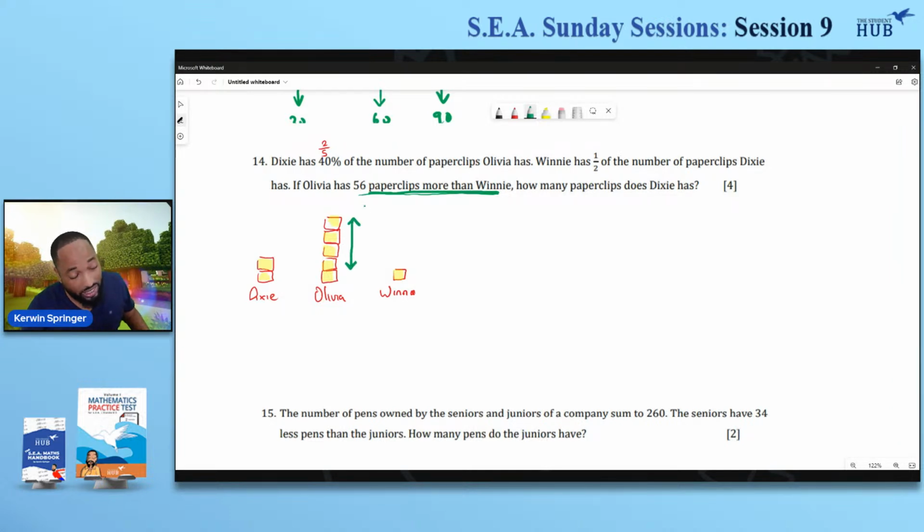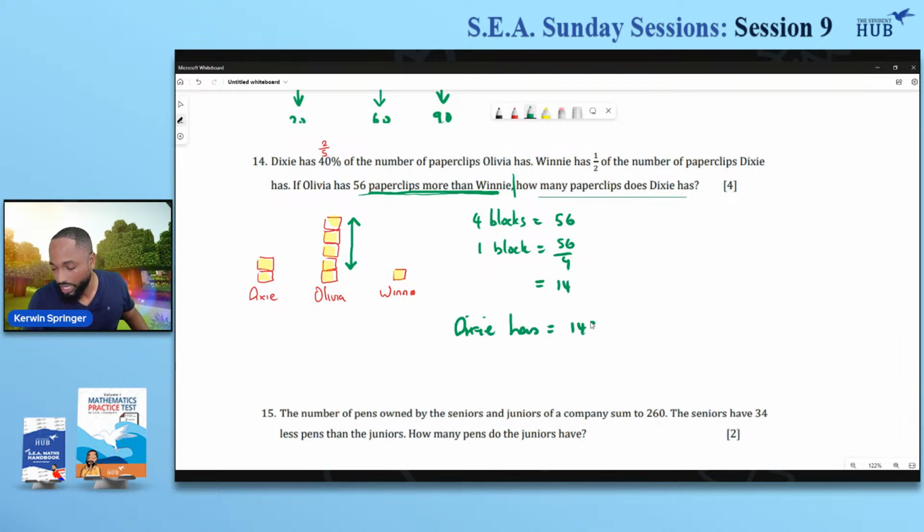And I do an idea like this, I think twice already since we started. So I can say that these 4 blocks represent 56. So how much is 1? 1 block is 56 over 4, which is 14. So how many paper clips does Dixie have? So Dixie has 14 times 2, which is 28.